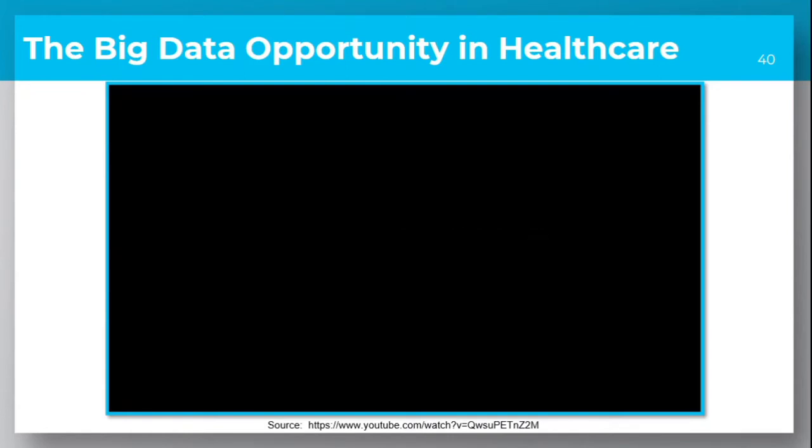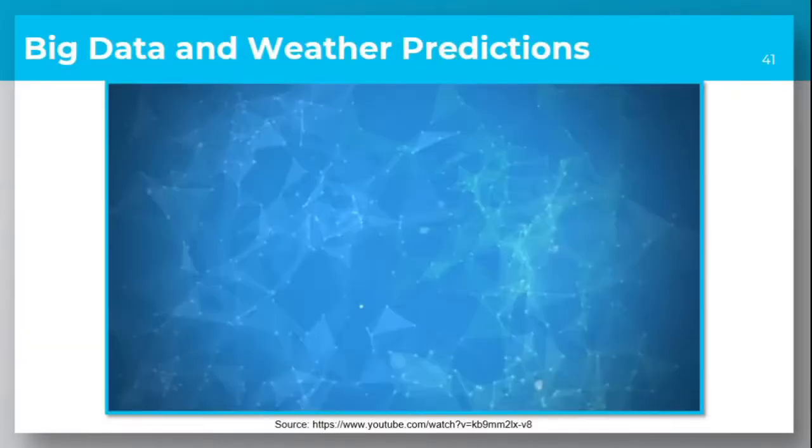So that is in the area of healthcare alone, right? So the opportunity is very vast in terms of big data for healthcare. Now let's look at how big data can help us in our weather predictions.